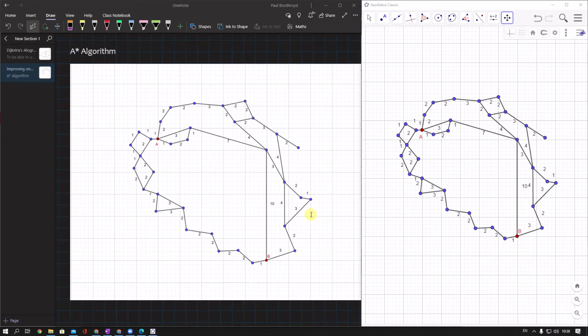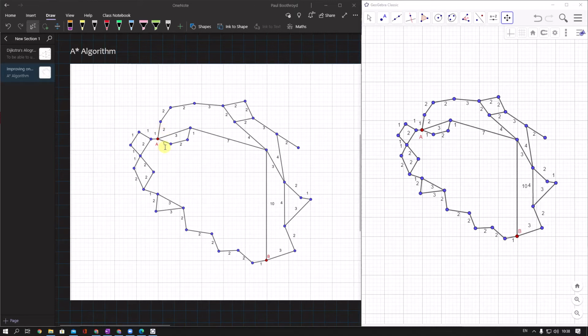Okay, this is going to be the A-star algorithm, and the reason I've got GeoGebra on the right hand side is what I need to be able to do is estimate the distance for various nodes from the point B. So as we go around, we'll be updating information, deciding which nodes we need, trying to find out where they are and what their current weighting is.